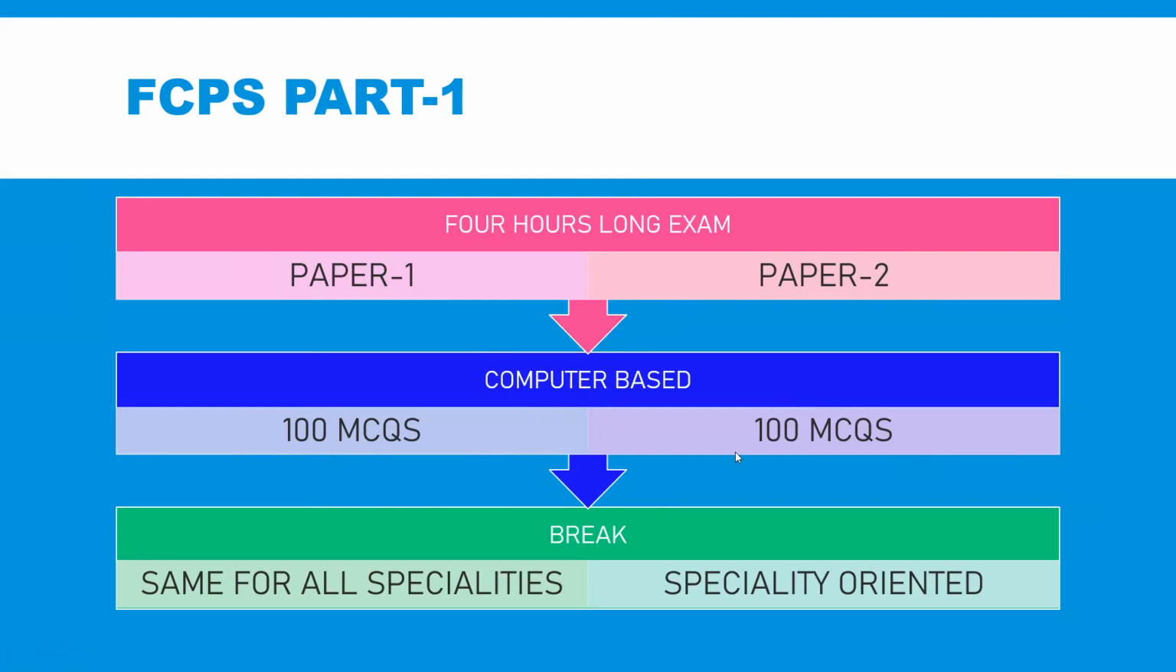There are 100 MCQs each, and once you are done with your paper 1, you will have a break of 30 minutes, and then you have to go again and sit for paper 2. And these 100 MCQs which are coming for paper 1, they are the same for all specialties. Either you are applying for radiology, medicine, surgery, any specialty, they are the same. But in paper 2, it's slightly different. It is slightly specialty oriented.